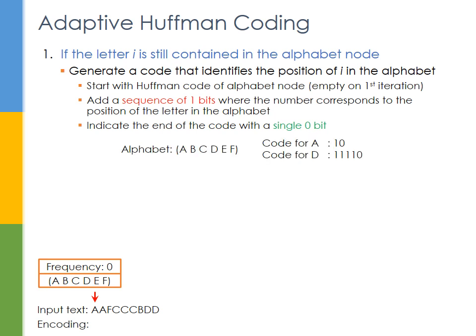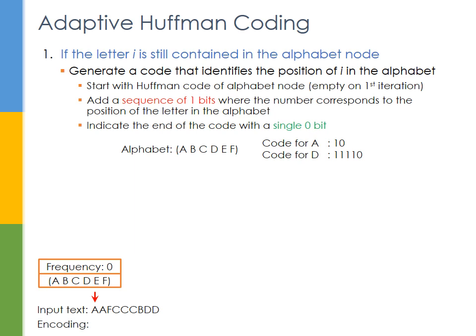All right, so let's look at some examples of this. If we assume this is the alphabet that we're working with, the letters A through F, then the code for A, if we disregard the first portion of the code, which is the Huffman code of the alphabet node, would be 1, 0.